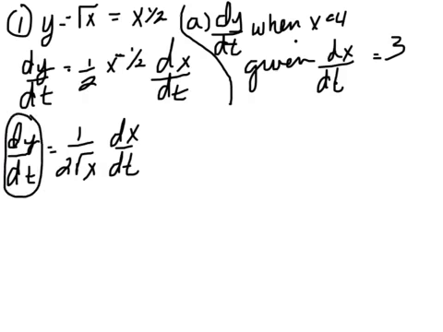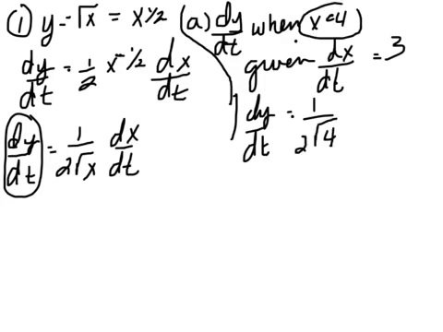Now, if I want to find dy/dt, I've already got it solved for dy/dt. So for part a, if I'm given that x is 4 and dx/dt is 3, I'm just going to plug that in. dy/dt would be equal to 1/(2 times the square root of 4), plugging that value in, and then dx/dt is 3. So instead of writing dx/dt, why don't I just plug in the 3? So that would be 3 over 2 times 2, which would be 3/4.